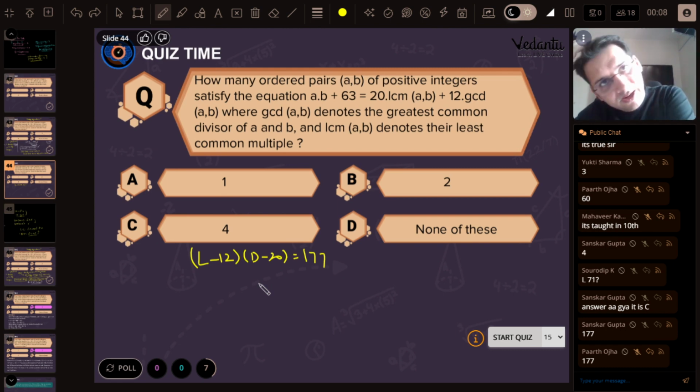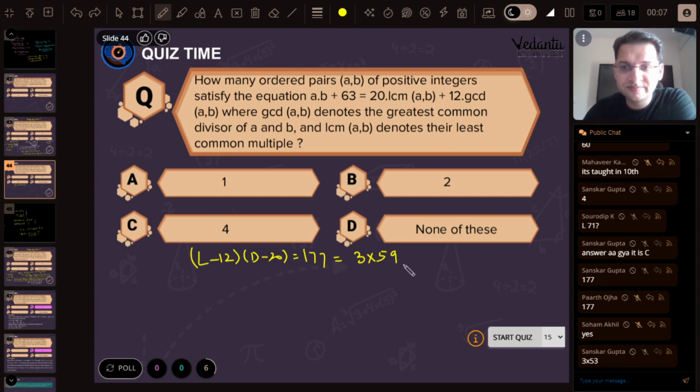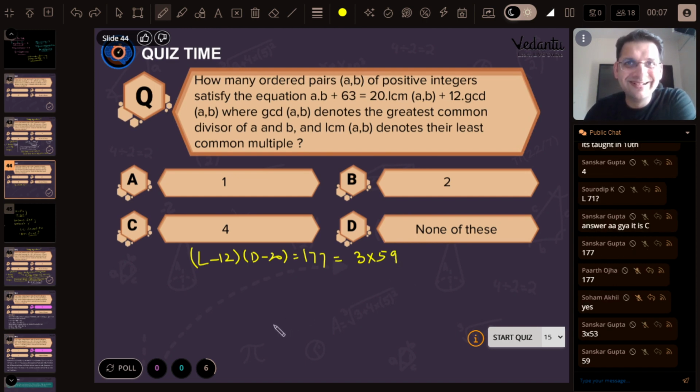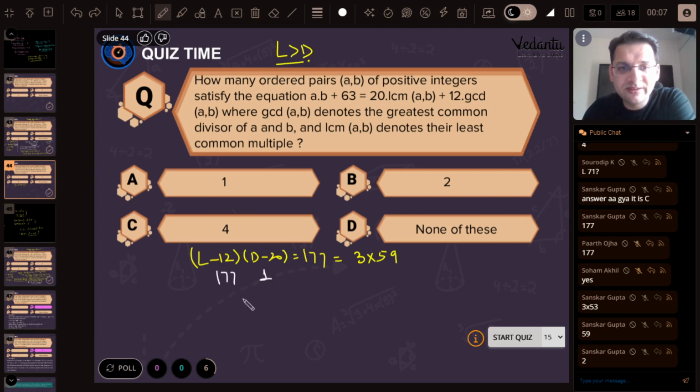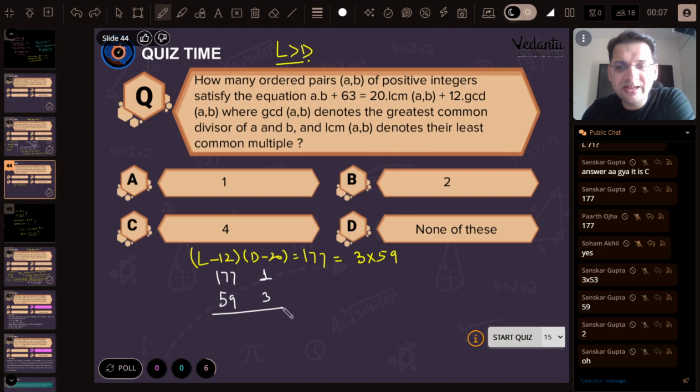177. Now guys, 177. Can we factorize 177? It is a multiple of 3. 3 into 59. Sanskar, 59 and not 53. Now, can I say L is definitely greater than D? So what are the possibilities? One possibility is 177 here and 1 here. 59 here, 3 here. Can I say these are the only two possibilities? L is greater than D. So 177 here, 1 here and 59 here.